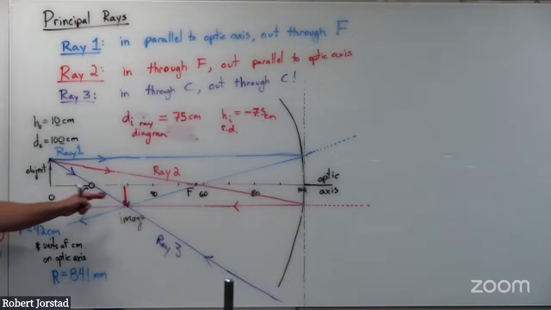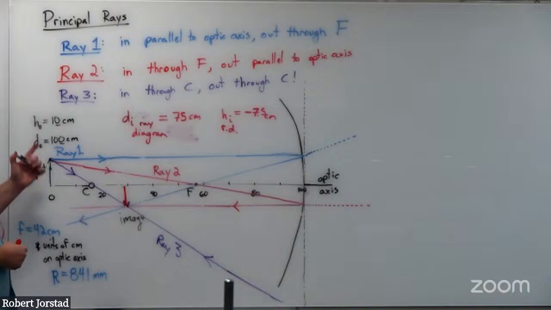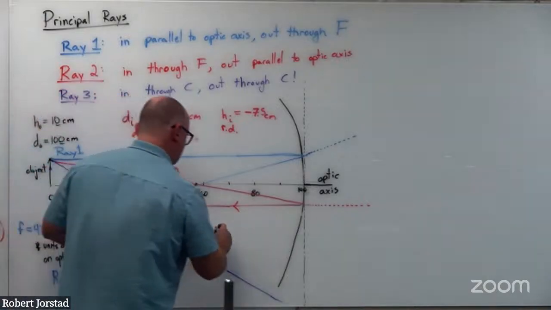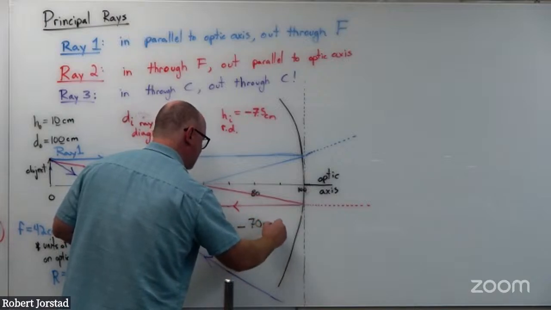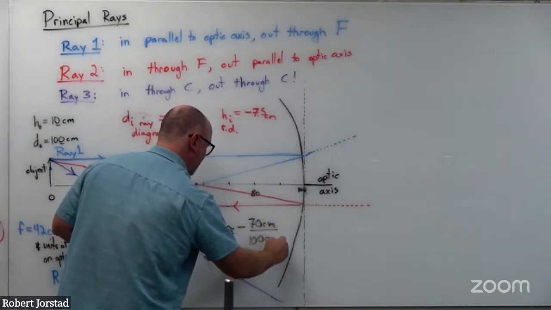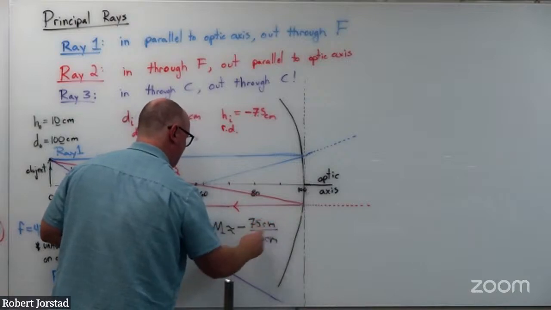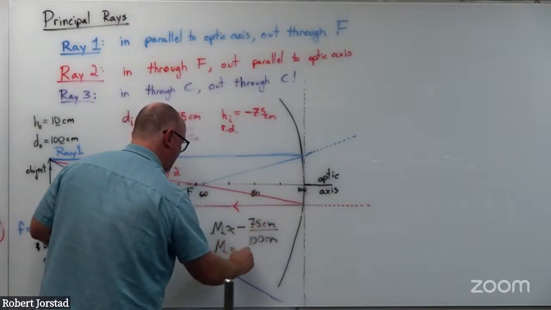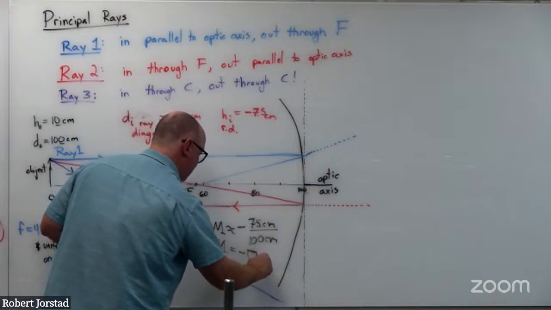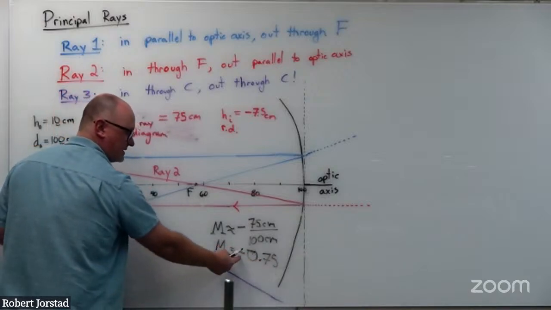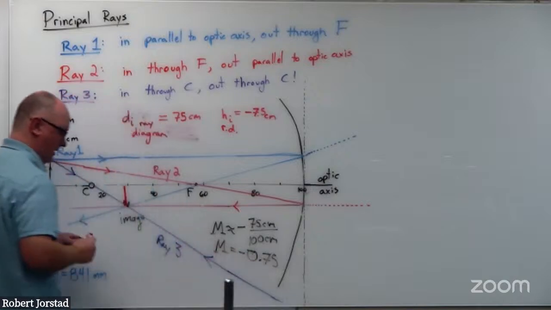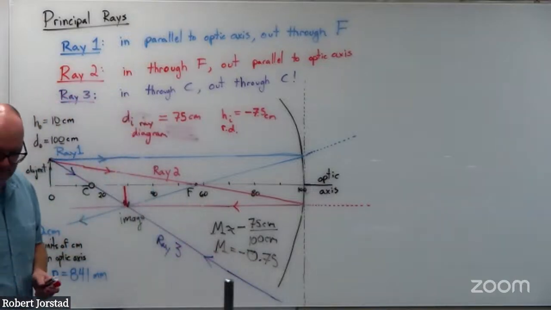Negative, not because it's below, but because it's opposite the direction of the object. The object was up and the image is below. That's why it's negative. And like I mentioned, the magnification is about negative 70 centimeters over 100 centimeters, and I think, what do we say, 75? Magnification is about negative 0.75. It's inverted and diminished. Inverted because negative, diminished because less than 1. So that's one way to do it.